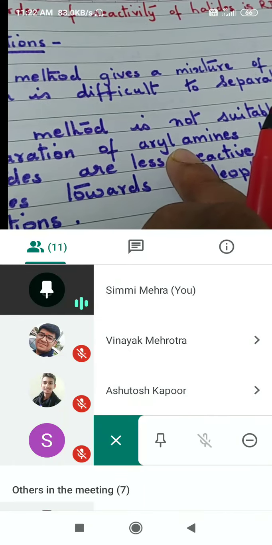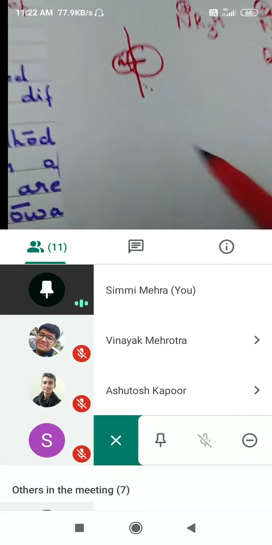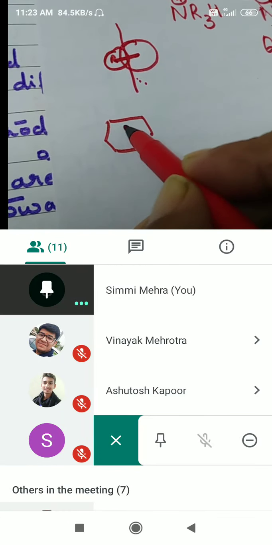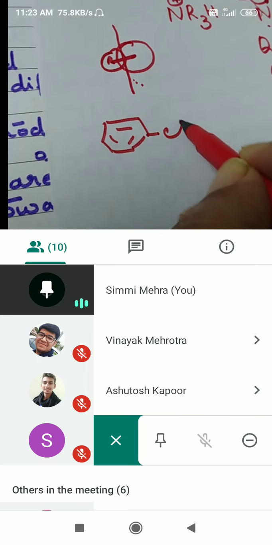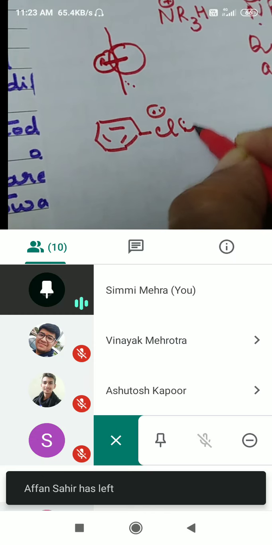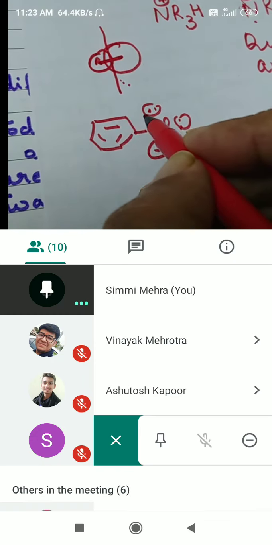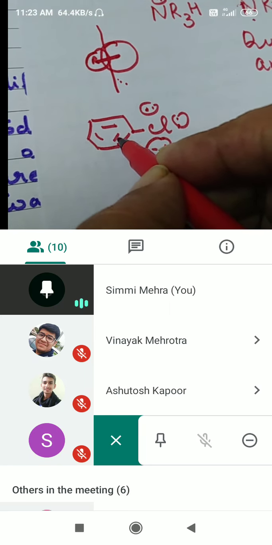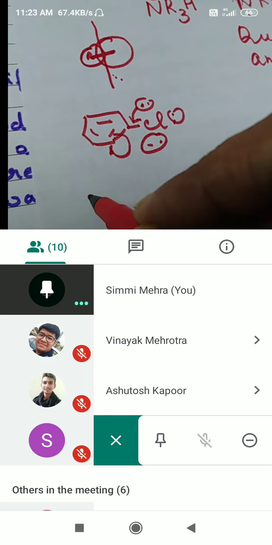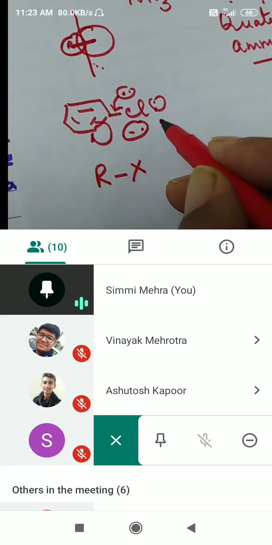Aniline. We cannot prepare aniline by this method. Why? Because for that I will have to use this compound instead of an alkyl halide. This has got 3 lone pairs. This bond will break, and if this bond is going to break, it will have partial double bond character. So when I'm using RX, instead of that I will have to use this.